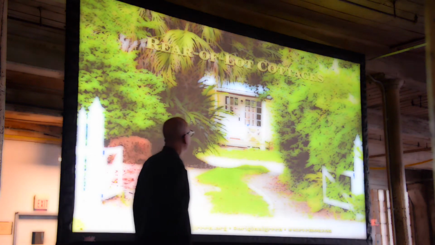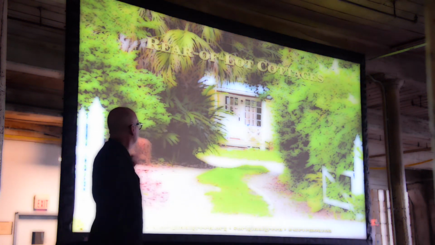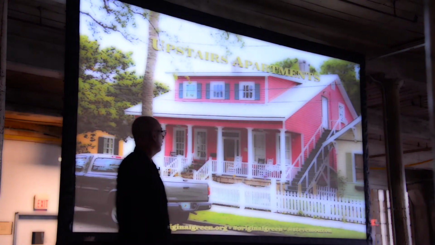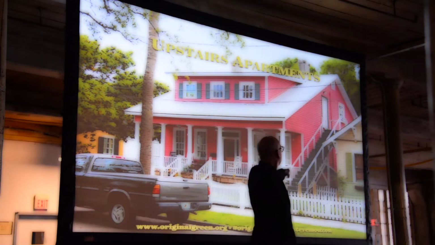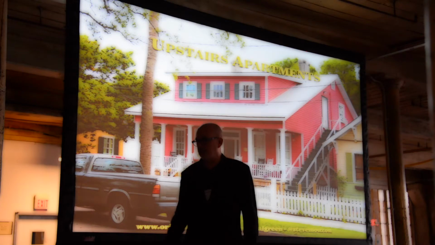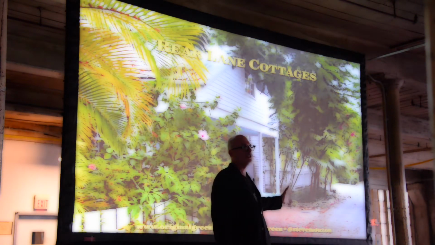Here are some other types of units that we haven't thought about in recent years, but that we ought to. There's the rear of lot cottage that you actually get to from the front. Those can be very charming. For a long time, Americans rented out the upstairs and helped pay the mortgage. We ought to be able to do that again in towns all over. These are some incredibly charming rear lane cottages in Key West.